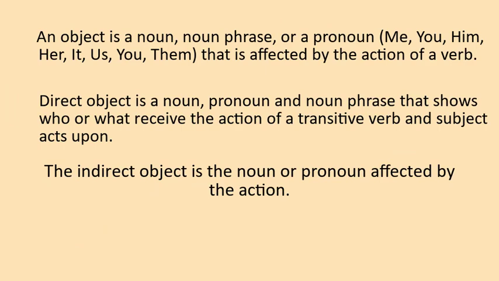As a result, an object is a noun, noun phrase, or a pronoun, me, you, him, her, it, us, you, them, that is affected by the action of a verb. Direct object is a noun, pronoun, and a noun phrase that shows who or what received the action of a transitive verb and subject acts upon. The indirect object is the noun or pronoun affected by the action.